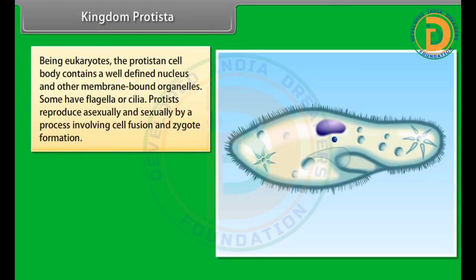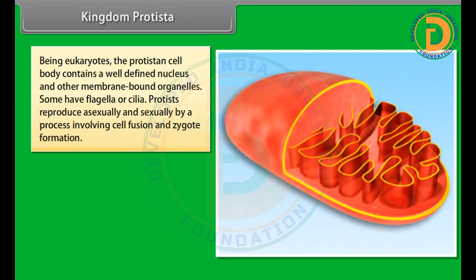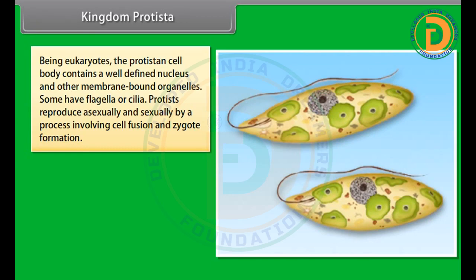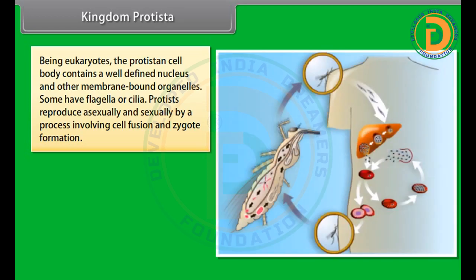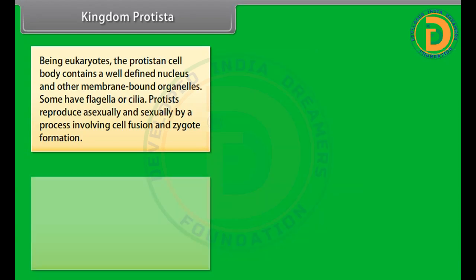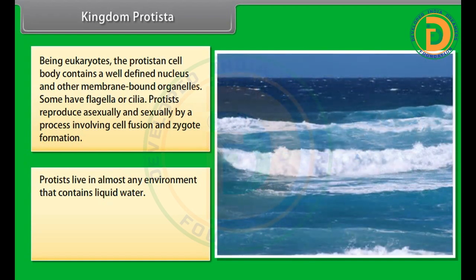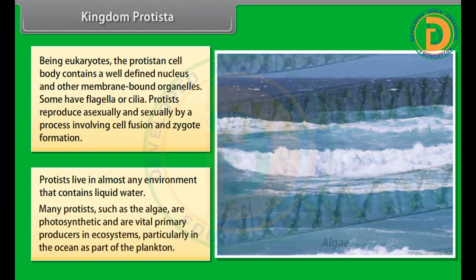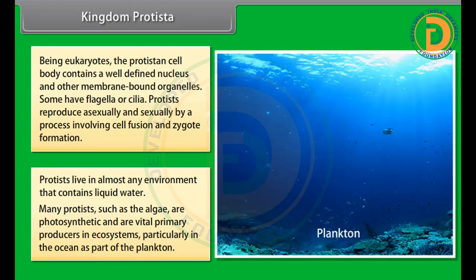Being eukaryotes, the protistan cell body contains a well-defined nucleus and other membrane-bound organelles. Some have flagella or cilia. Protists reproduce asexually and sexually by a process involving cell fusion and zygote formation. Protists live in almost any environment that contains liquid water. Many protists, such as the algae, are photosynthetic and are vital primary producers in ecosystems, particularly in the ocean as part of the plankton.